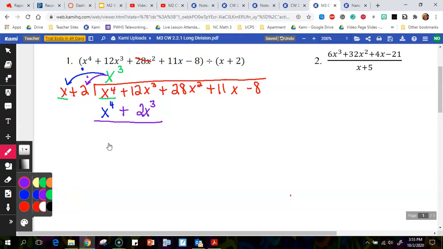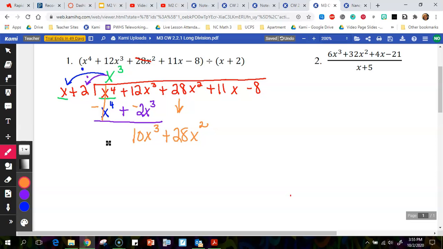And then I'm going to put my line down there because I'm going to combine. But the next thing I need to do is change everything to the opposite of what it was. So that's going to be a negative, that's going to be a negative, and then I combine. X to the fourth minus x to the fourth is 0. I don't need to put a 0 down here, but I do know that those cancel each other out. And if they don't, you've done something wrong. They have to cancel each other out or you can't keep going. All right, 12 minus 2 is 10. So this is 10x cubed. And then I bring down the plus 28x squared.